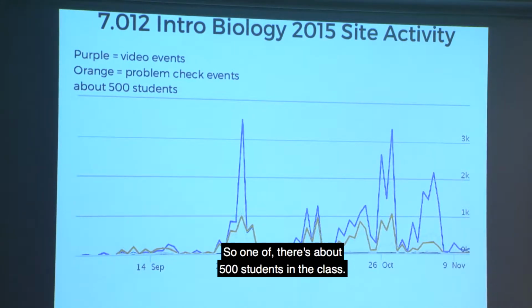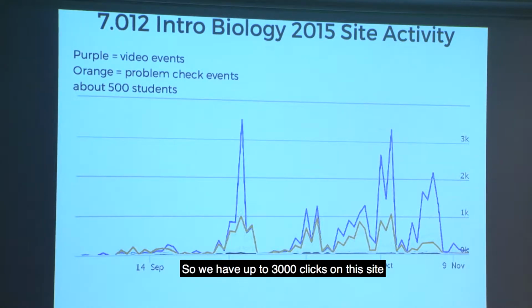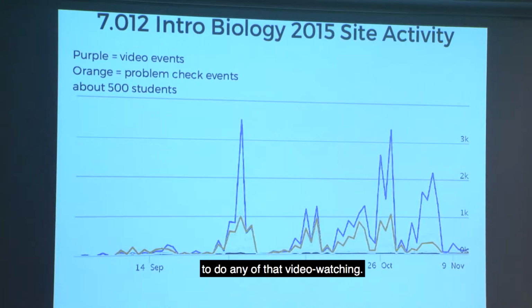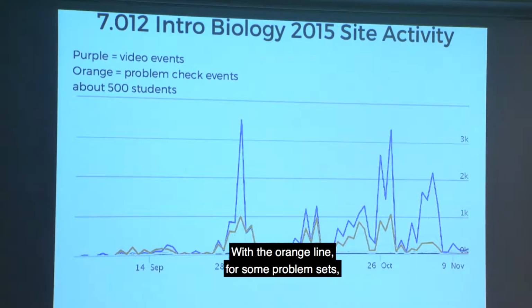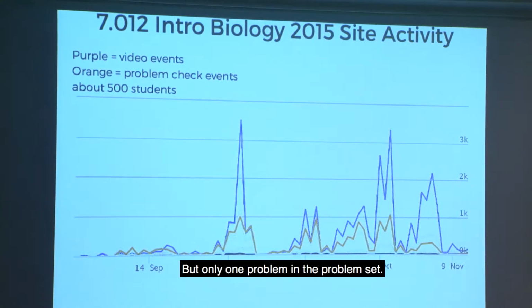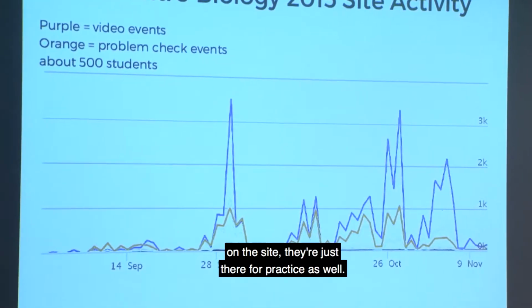There's about 500 students in the class, and one thing you may be surprised to know is that video watching is not required at all. So we have up to 3,000 clicks on the site from students in the course, and they're not required to do any of that video watching. With the orange line, for some problem sets, they are required to go to the site to do one problem of their problem set, but only one problem of the problem set. So we also see them doing other problems on the site. They're just there for practice as well.